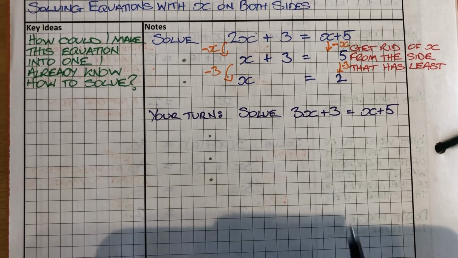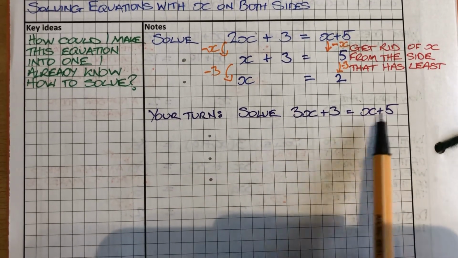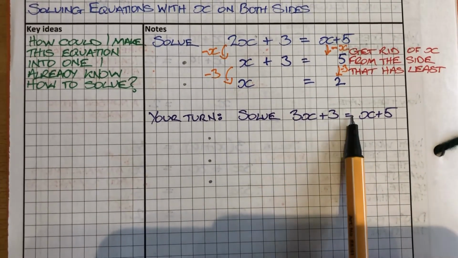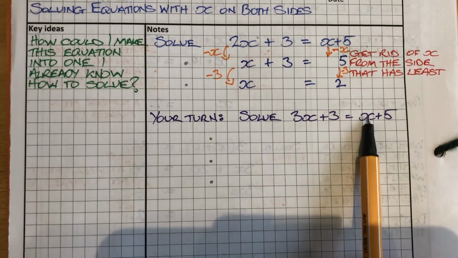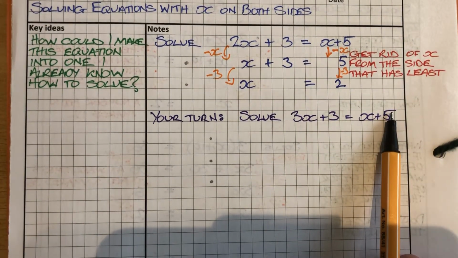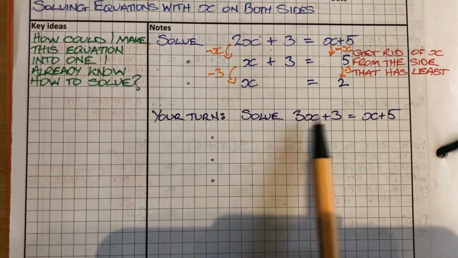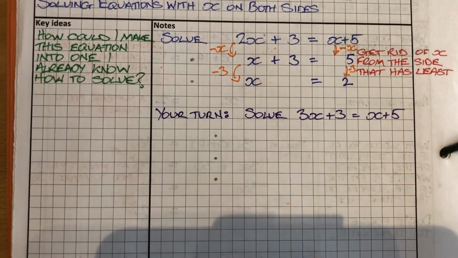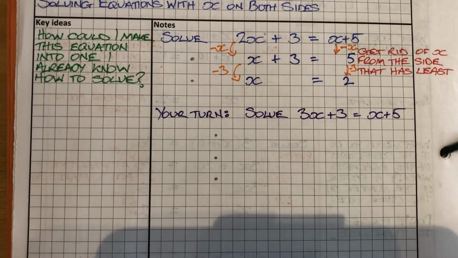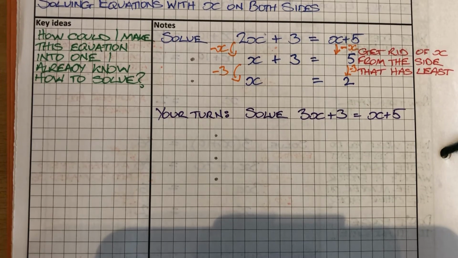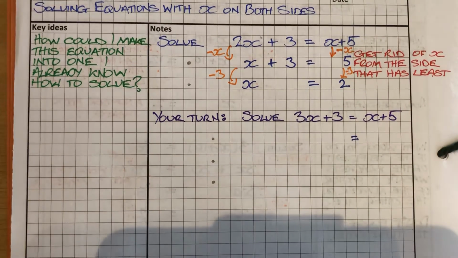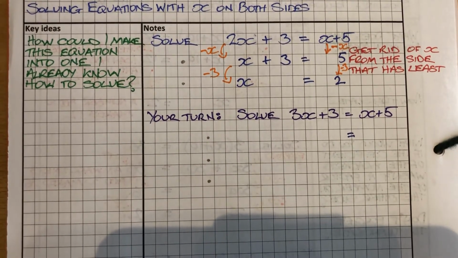Right then, here we are, got our equation. What does it say? It says a number times by 3 and add 3 gives the same answer as that number add 5. It's a difficult equation because it's got the unknown x on both sides. It would be much nicer if I had x on only one side. So first job, get rid of x from one side of the equation. Which side? The side that's got the least.